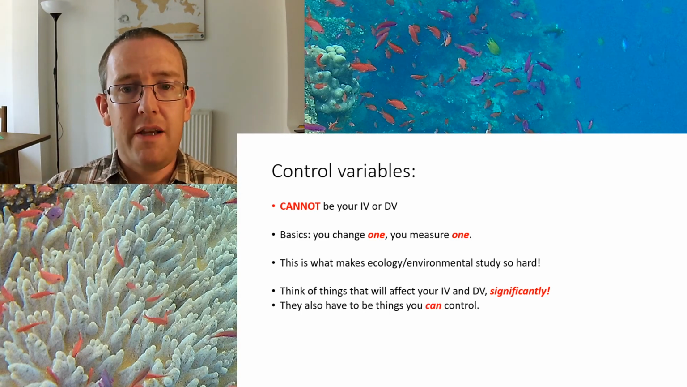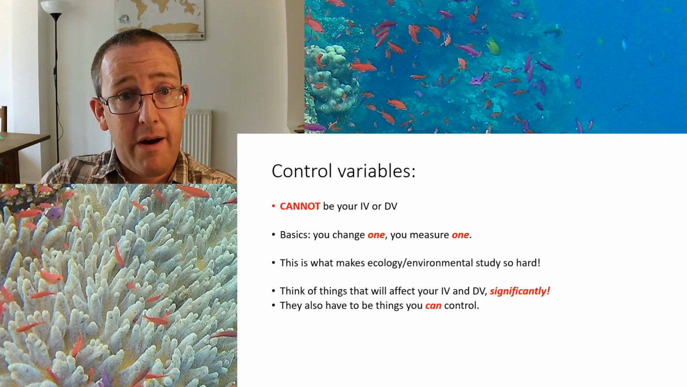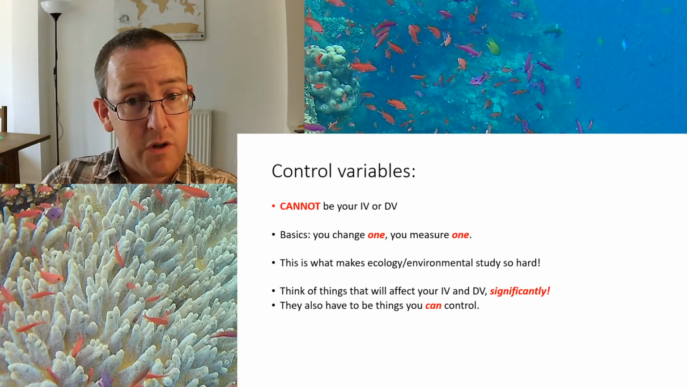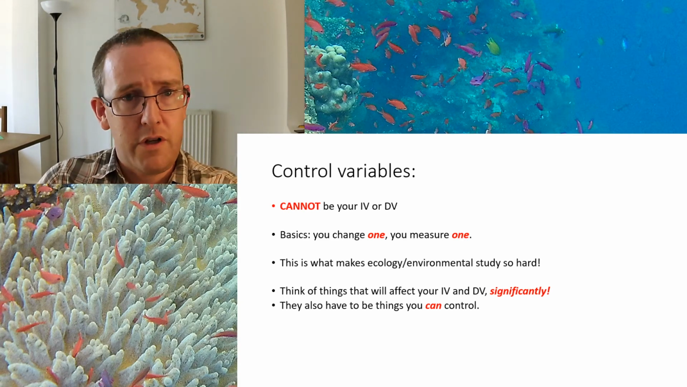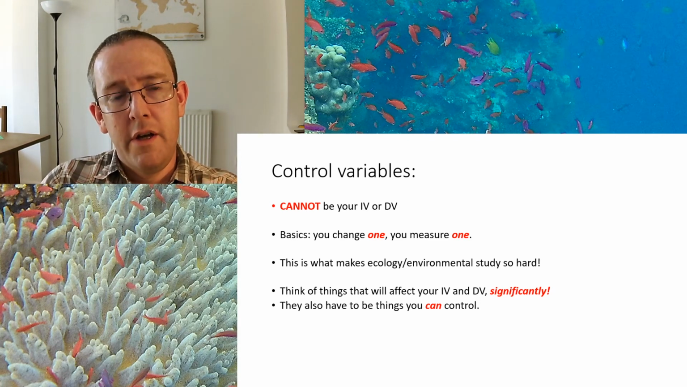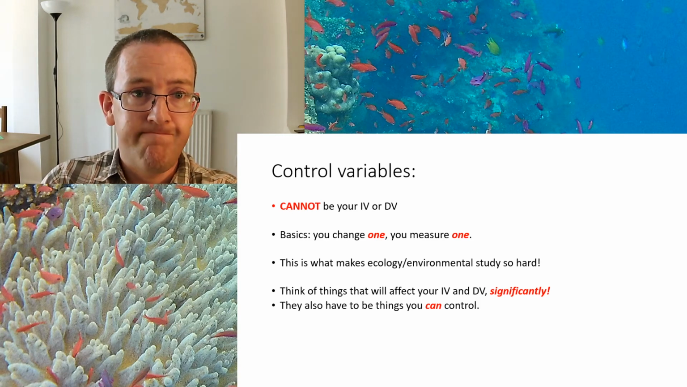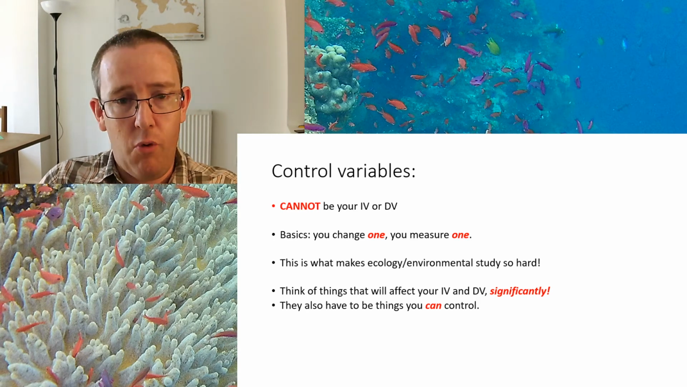Also, they have to be things that you can control. You can choose what time of day you go out, what season you go out, what sort of area you go into and sample. You can pick all these things. You can choose your equipment. You can choose all those kind of ideas. You can't control the weather, right? You can't control the even distribution of frogs in a pond, right? You can't control that. So don't say these things that you can't control.